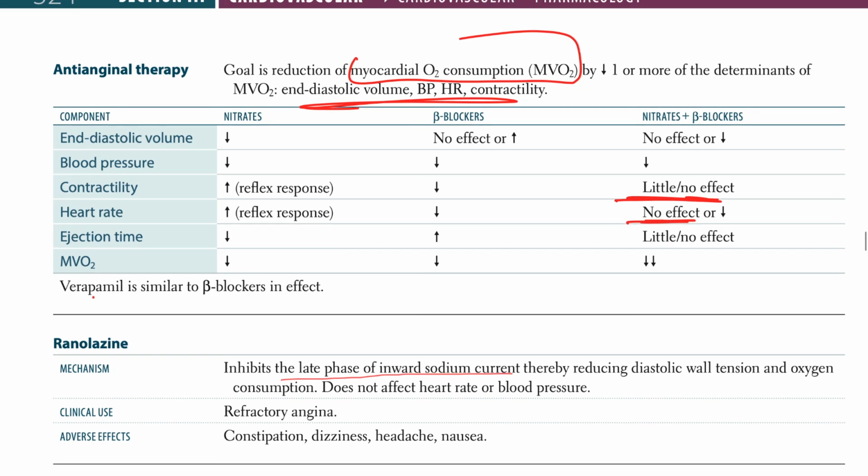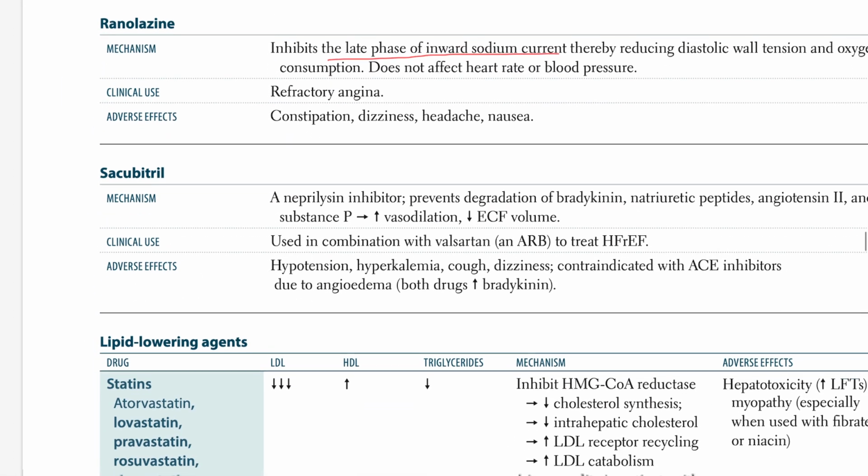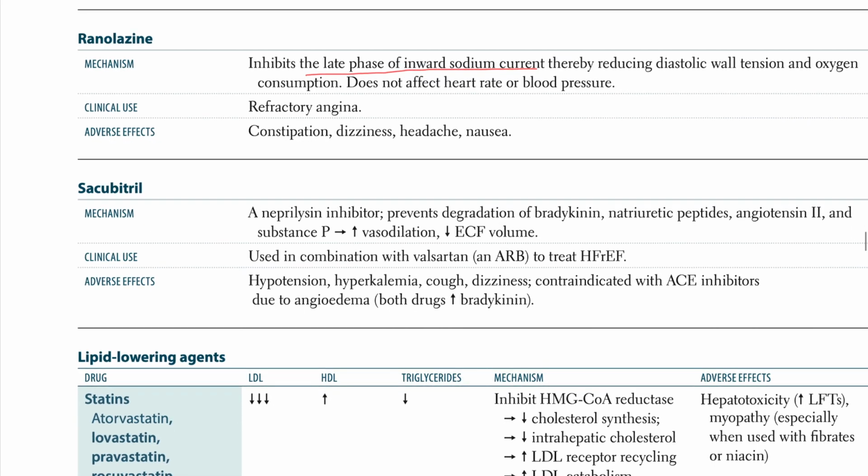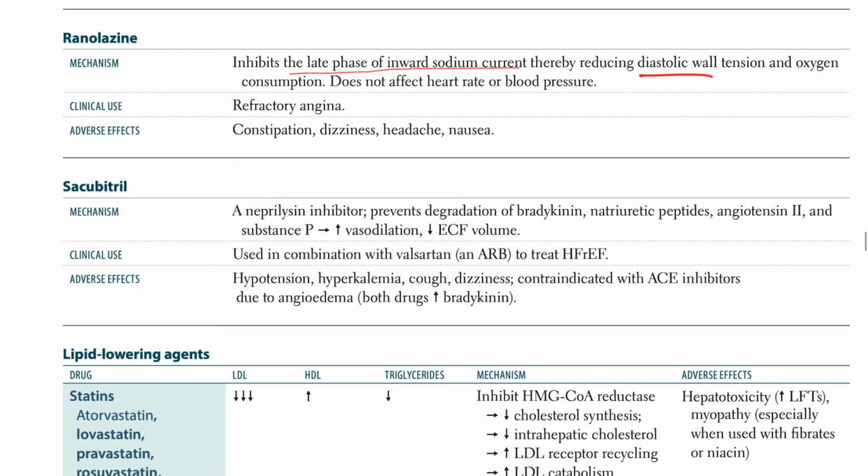Moving on with ranolazine. Ranolazine inhibits the late phase of inward sodium current, thereby reducing diastolic wall tension and oxygen consumption. It does not affect the heart rate or blood pressure. Okay, so all the mechanism of ranolazine is sodium current.